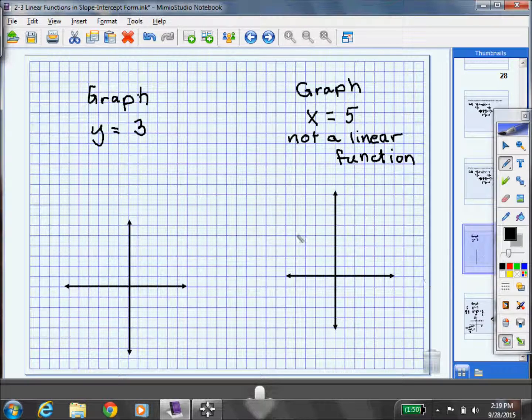Here are our special ones. Our special ones are y equals 3 and x equals -5. This one turns out to be a linear function, and x equals does not turn out to be a linear function. Once we get the graphs done, we can talk about why this one is a linear function and this one's not. They both turn out to be graphs of lines, though. So, who knows what a y equals graph is going to look like?